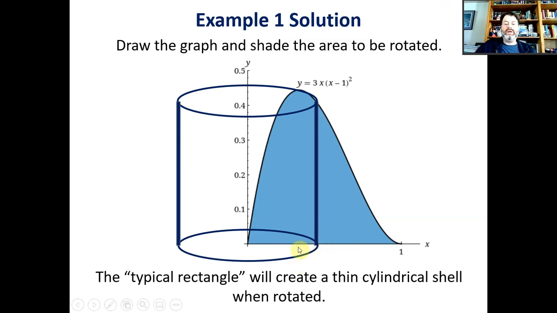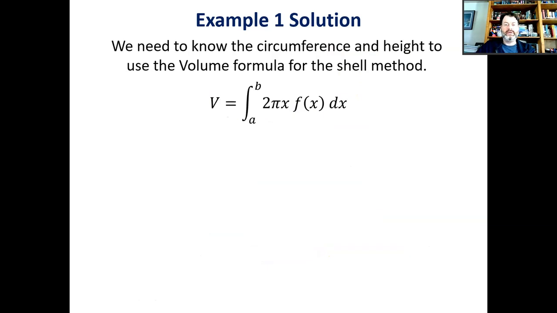So what is the x coordinate of this? Well, we're on the x-axis, so it's just x. So if the radius of this circle is x, you go around the circle 2 pi, so the circumference calculation will be 2 pi x. The height of the shell, we can see clearly, is the function, 3x times (x minus 1) squared. And the thickness, since we are doing a dx integral, is just dx.